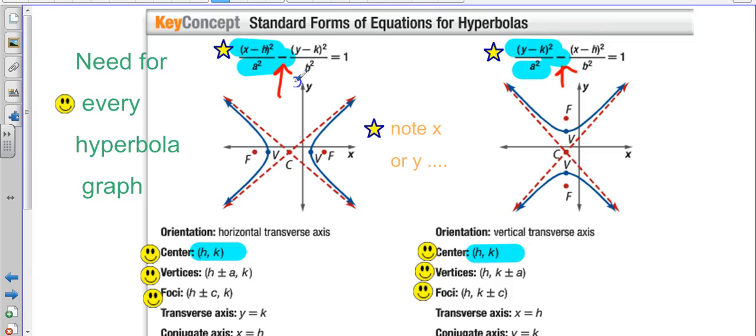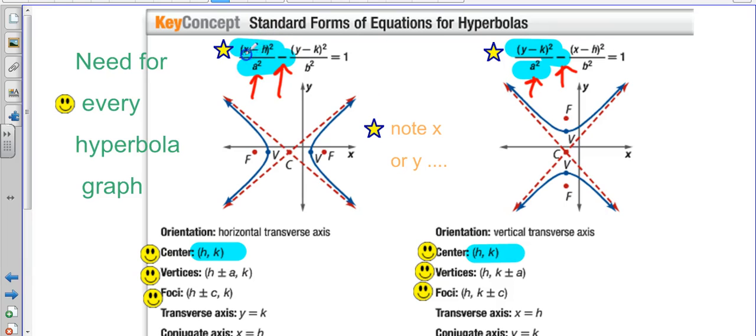The bigger number was a, right? The bigger number was a. That is not true for a hyperbola. Okay? a is always underneath whichever one is first or positive here. a is under x on this example, and a is under y on this example.